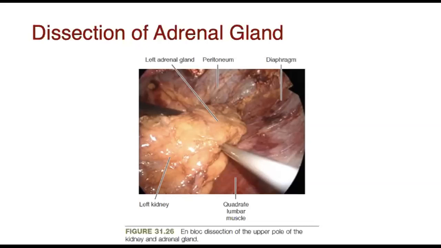On the left, same thing, except that the aorta is encountered and the left adrenal vein runs along the course, typically originating from the renal vein.